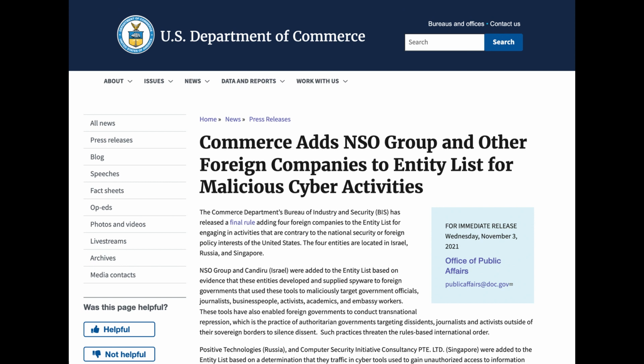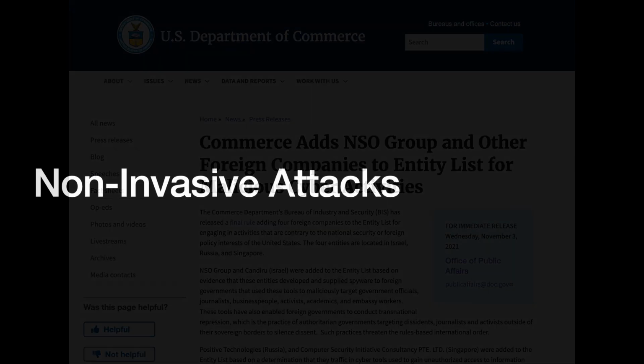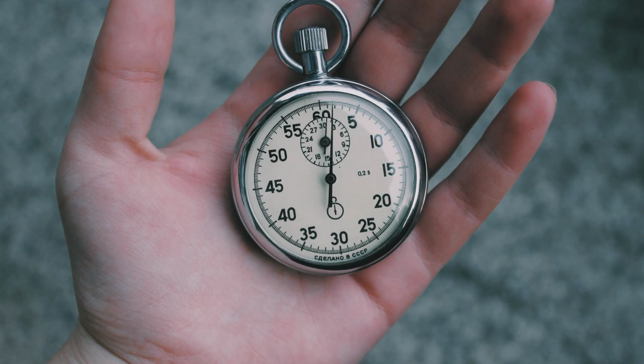These compromises can be introduced in a couple of ways: invasive or non-invasive. Let's start with the latter. Non-invasive attacks do not require any work to be done on the device prior to the attack. Because of this, attacks are often very scalable, and little evidence is left after the deed is done. For this reason, they are considered very dangerous.